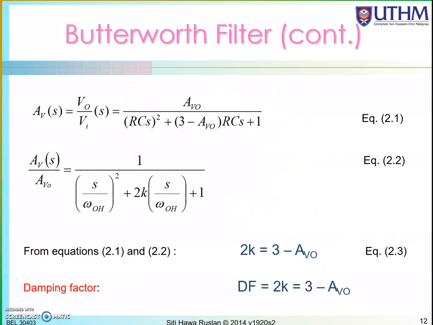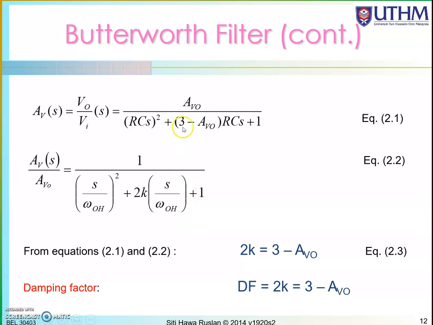So using a Butterworth filter equation, you can design using this thing. If you equate this equation to the equation for a Butterworth filter, I bring over VO as a denominator from this equation. So it will be 1 over RCS, and you compare this to this plus 1.